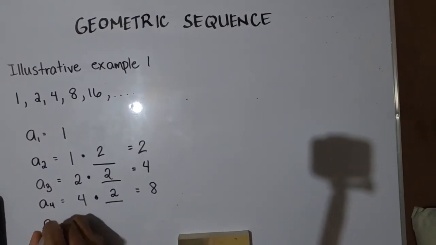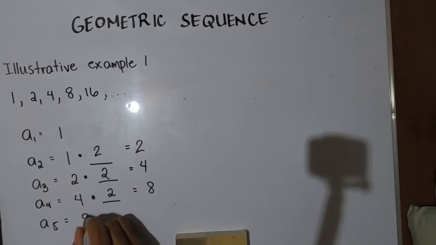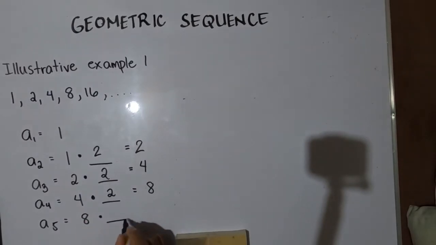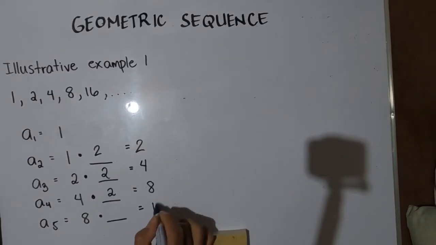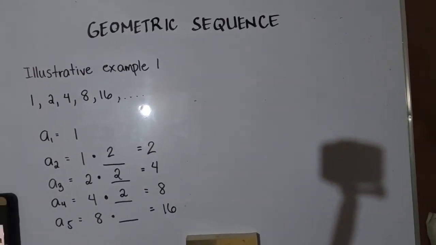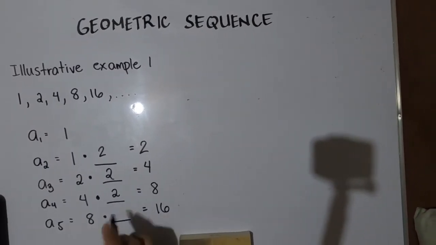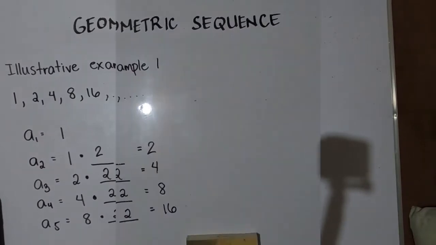And we define fifth term as the previous term 8 multiplied by a certain number that is to arrive at the fifth term, which is 16. What must be multiplied to 8 to get 16? That is 2 as well.